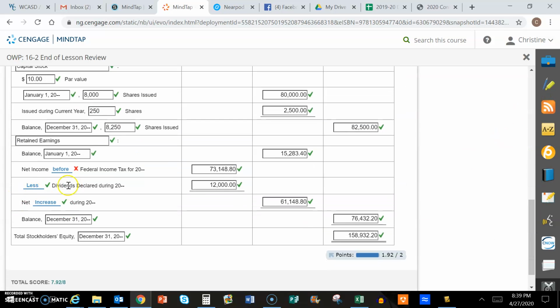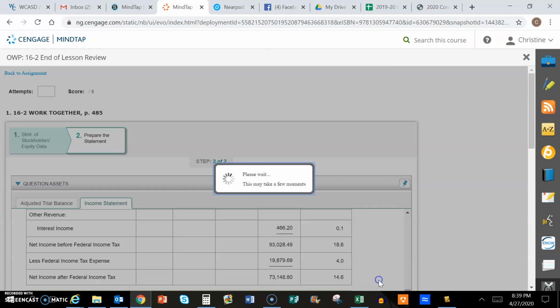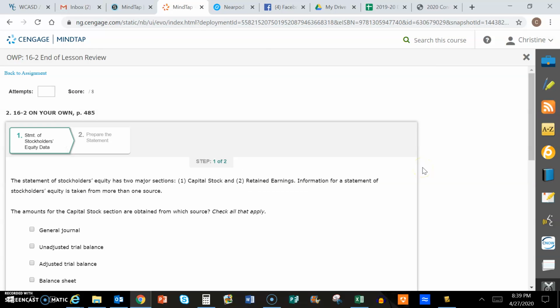Oh shoot, that should say after, my fault. It's after your taxes. That 73,148 represents net income after federal income taxes. Sorry about that. All right, let's save and continue. And that is it for 16.2.